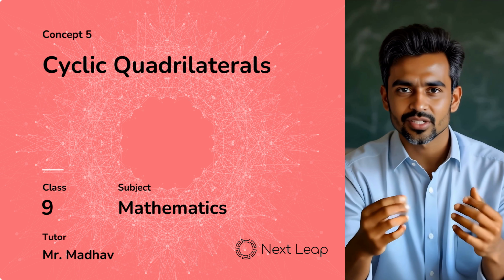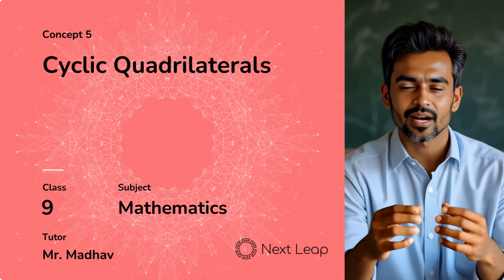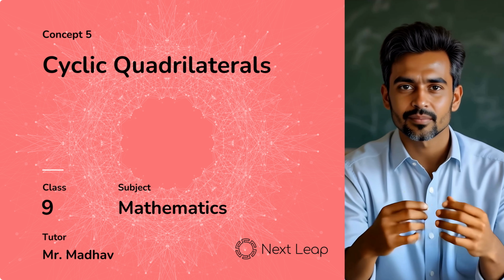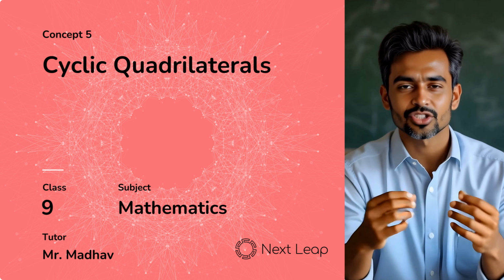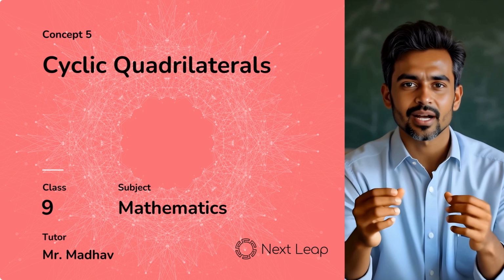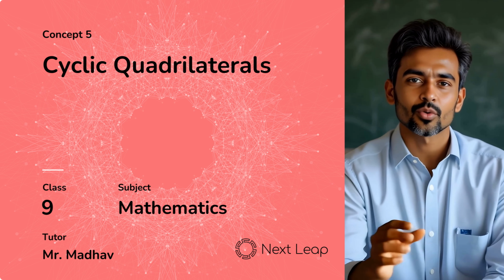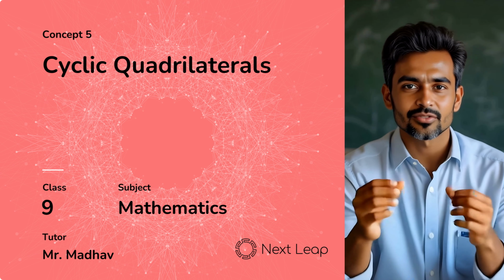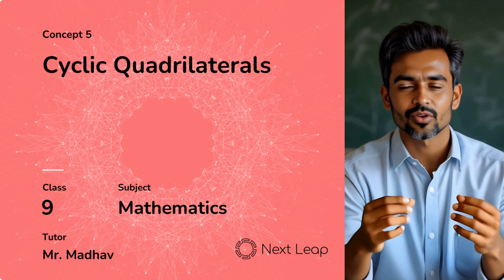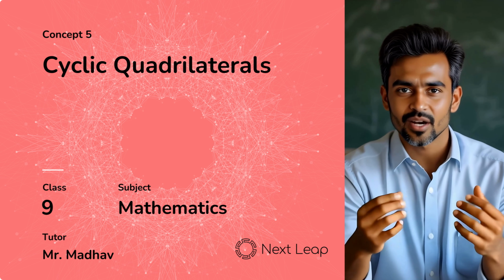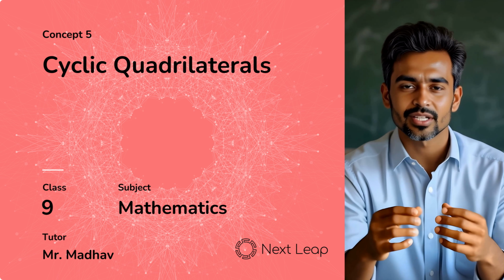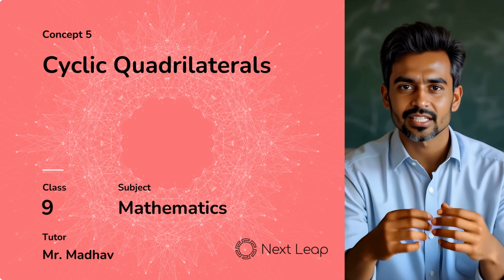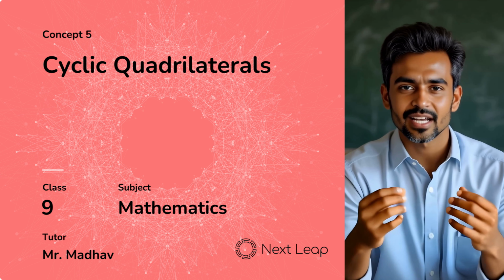Because all 4 points are on one circle, they are concyclic. Now, here's a very interesting property. The sum of the measures of opposite angles, that is, angle A plus angle C, is always equal to 180 degrees. This is both a necessary and sufficient condition, which means if a quadrilateral is cyclic, its opposite angles add to 180 degrees, and if the opposite angles add up to 180 degrees, the quadrilateral is cyclic too.